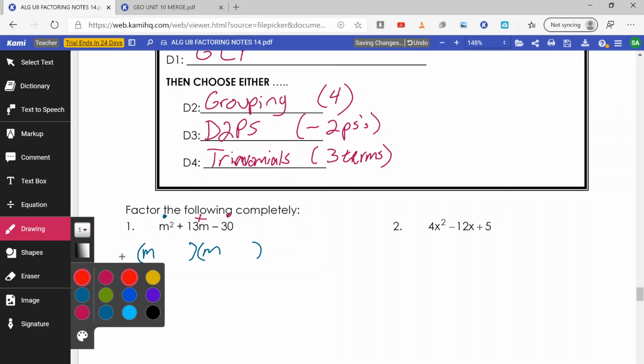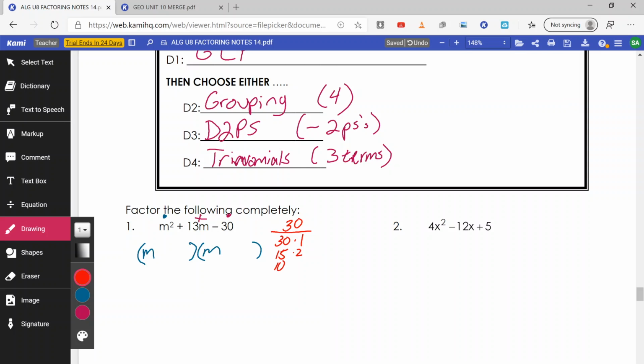So what we are going to do is come up with factors of 30. And then see which ones we're going to deal with. So 30 we can get as 30 times 1, 15 times 2, 10 times 3, or 6 times 5. So out of these 4 pairs, it's going to be much easier to figure out which one is going to get 13. Now, we have to be careful because we have to multiply to negative 30 and add to a positive 13. So if I look at 30 plus 1, that gives me 31. 30 minus 1 is 29. So we're not dealing with that.